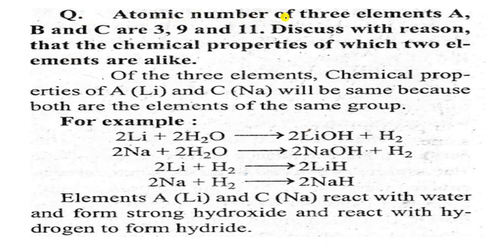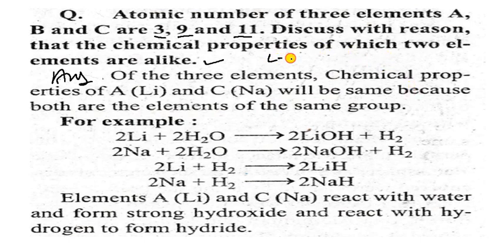Now come to the next question. The atomic numbers of the three elements A, B and C are 3, 9, 11. Discuss with reason which two elements are alike in chemical properties. So the answer will be here: of these elements, chemical properties of A, lithium, and C, sodium, will be the same because both are elements of the same group.